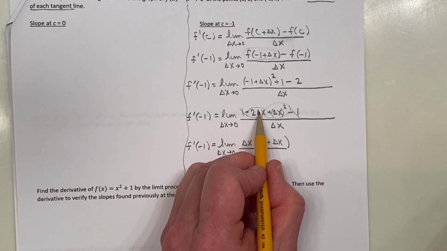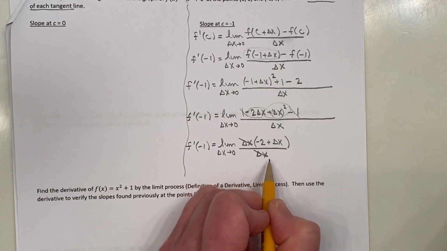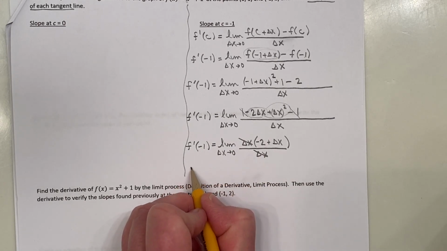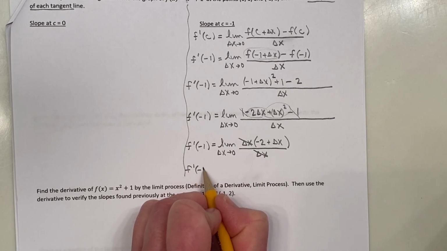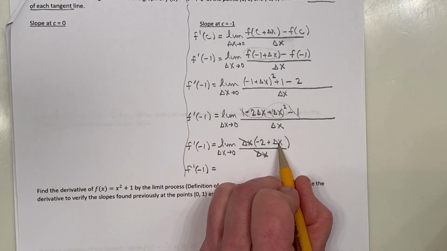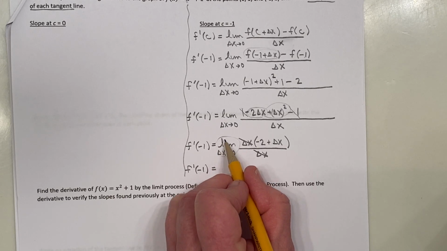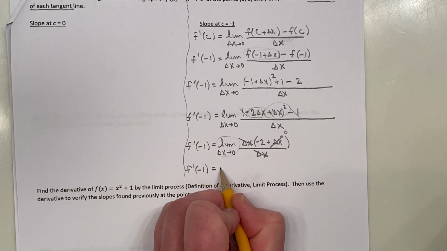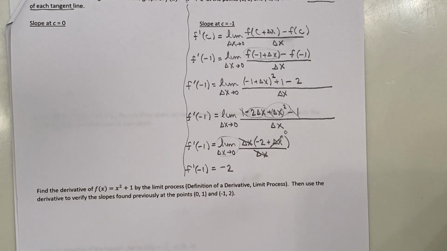The reason you want to pull that delta x up front is so that it conveniently takes care of that issue in the denominator. So coming back over here to the left, f prime of -1 equals, I am ready to plug in 0 for delta x, so that means I'll lose the limit statement, it goes away. When this gets to be 0, then my answer is -2.